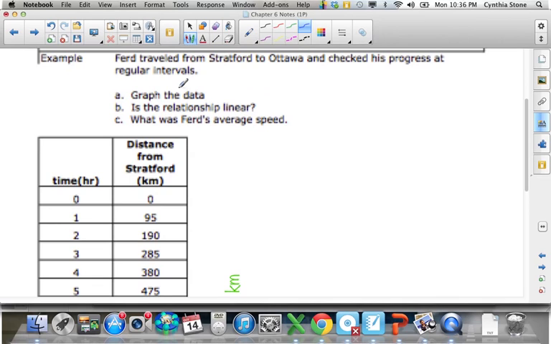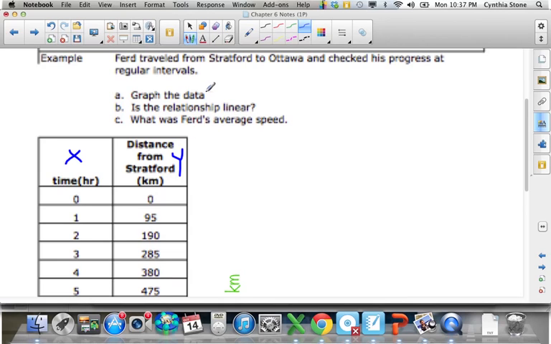But Ferd travels from Stratford to Ottawa and checked his progress. And so here's the table of values. And remember that this will be the x. Time in a distance time graph is always the x, and distance is the y. So kilometers from Stratford is here. So when he starts out at time 0, he's in Stratford. 1 hour later, he's 95 kilometers away. 2 hours later, he's 190, etc., etc. So this is all distance from Stratford.